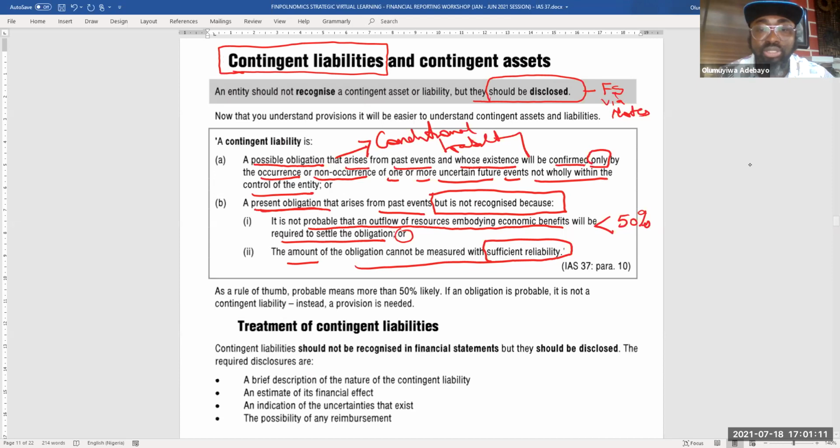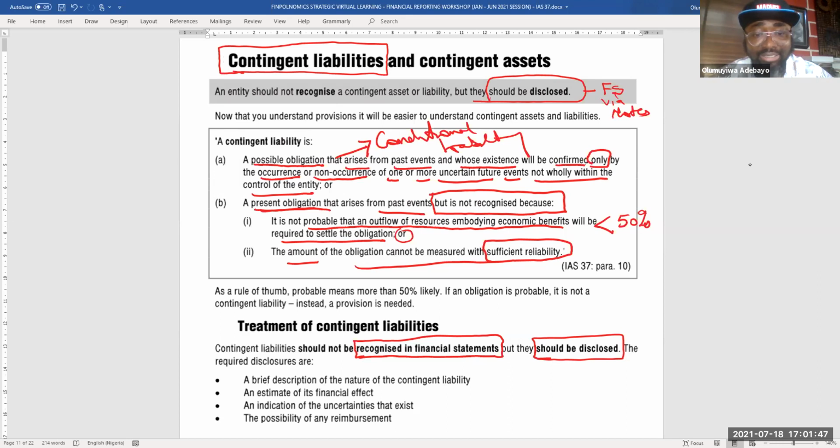Contingent liability should never be recognized in the financial statements. Never being recognized does not mean it won't be shown in the financial statements. But not being recognized means, in monetary terms, it will have no effect on our financial position nor on our financial performance. But it will still be shown in our financial statements by way of what? Disclosure, by merely providing information to the stakeholders about the contingent liability.